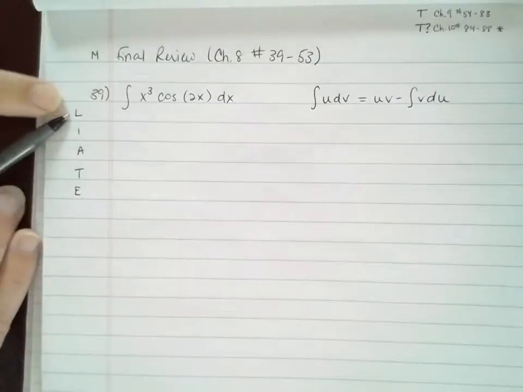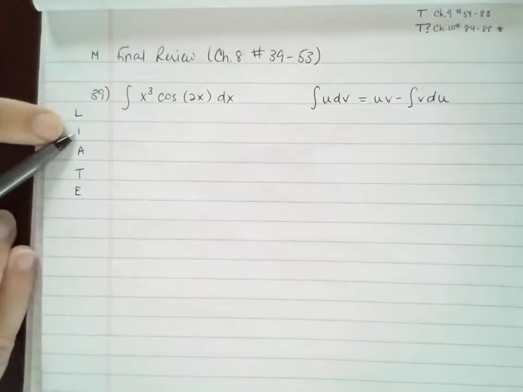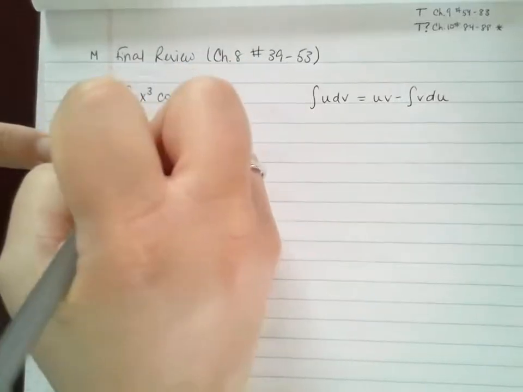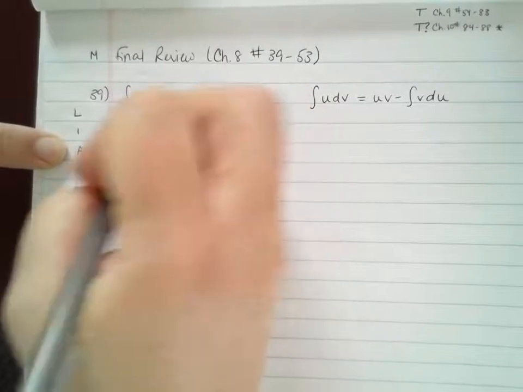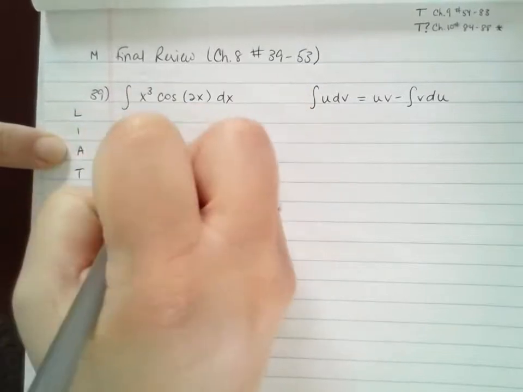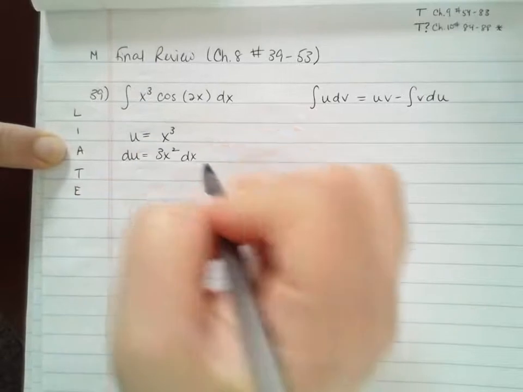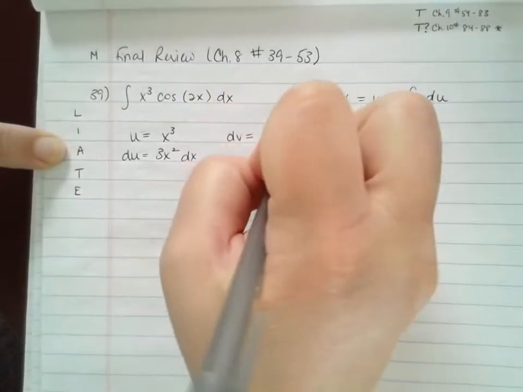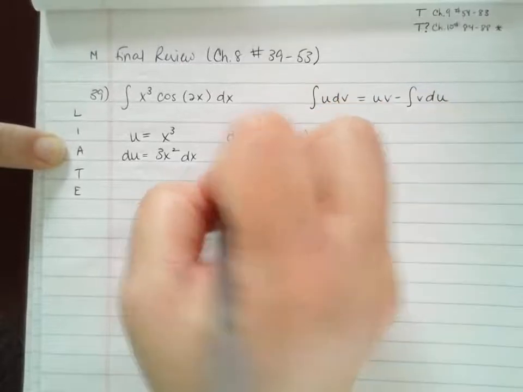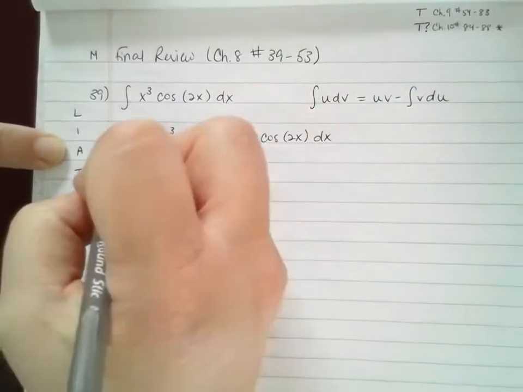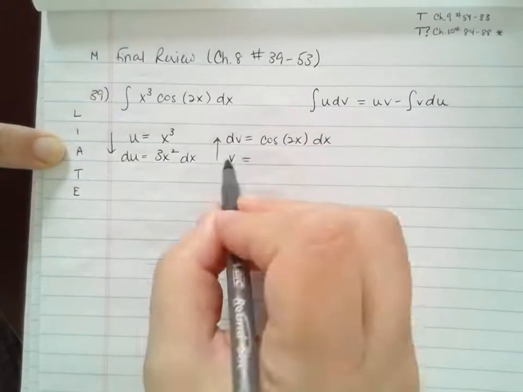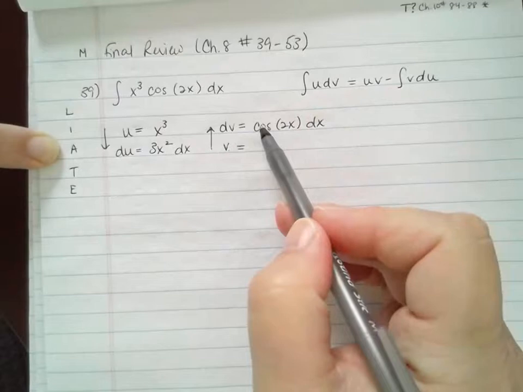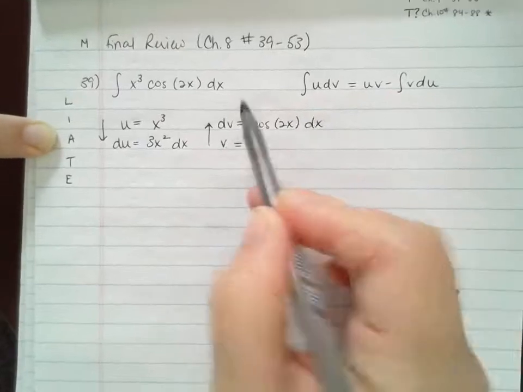So I don't have anything that's logarithmic, I don't have anything that's inverse trig, but I do have an algebraic term. So I'm going to let u be x cubed. That means the du is 3x squared dx. dv is the other portion, which is cosine of 2x dx. And its integral, right, because I'm differentiating this way, but I'm integrating this way. So the integral of cosine is sine. Imagine having to balance this with a 2 and a 1/2.